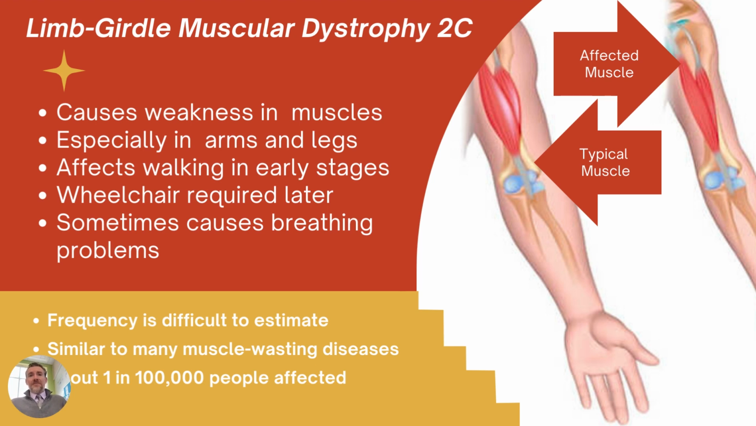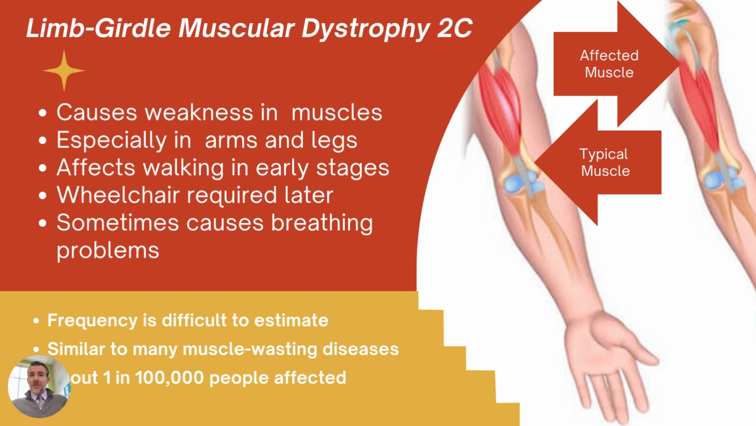So it affects people's walking in the early stage, makes it harder to walk and move around. And in later stages, it can even require people to be in a wheelchair and sometimes causes breathing problems. So in the picture you see over here, on the right side, we've got an affected muscle. It's basically smaller. And then on the left side, that's a typical muscle.